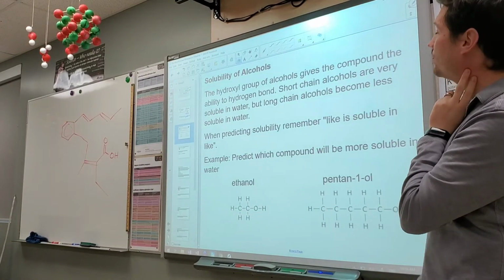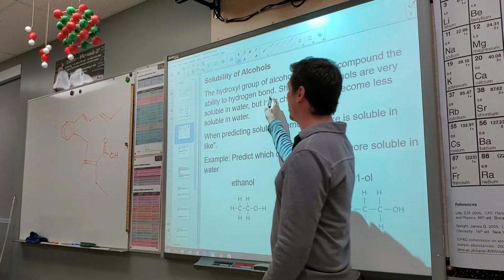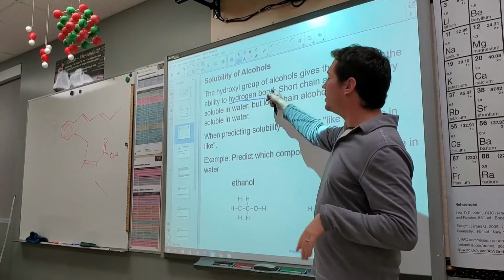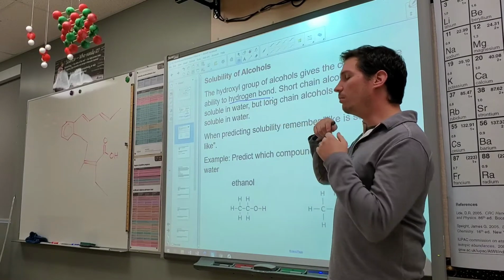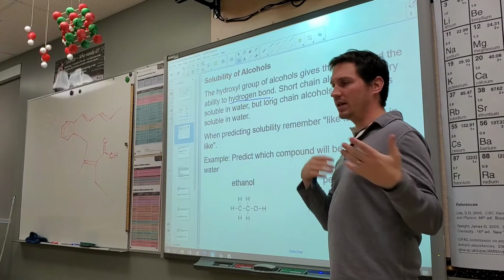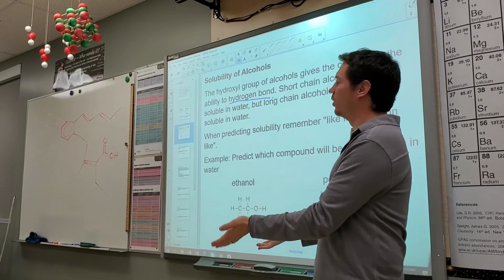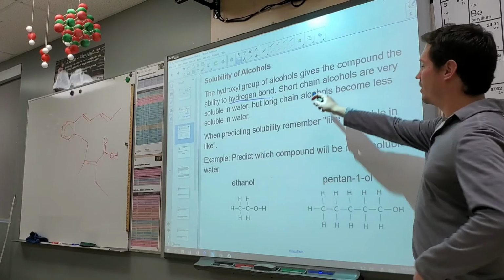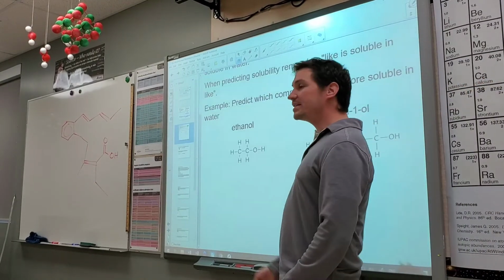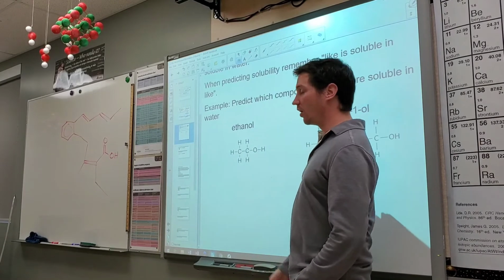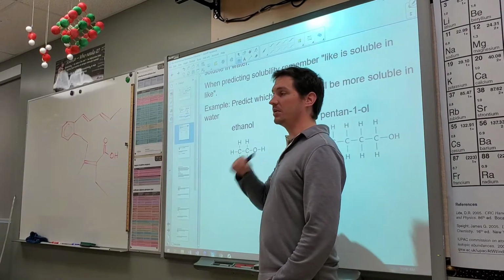The hydroxyl group of alcohols gives the compound the ability to hydrogen bond. So what does that mean? Does that mean it's going to be more soluble in water or less soluble in water? More soluble in water. Hopefully that makes sense. Short chain alcohols are very soluble in water. Let's look at this. This is what I mean by a short chain alcohol.